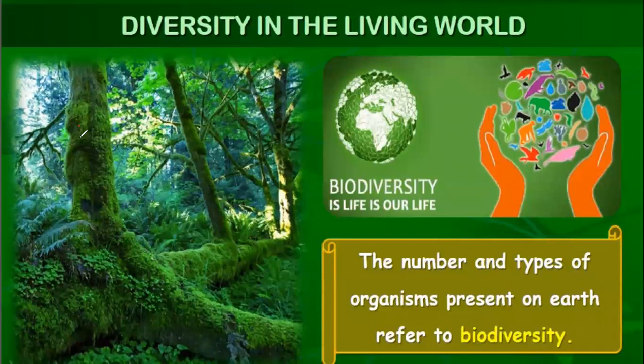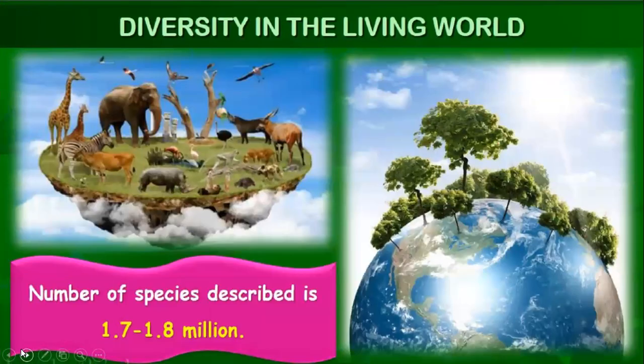It is said that there are more than 1.7 to 1.8 million species. Who said that? IUCN, International Union for Conservation of Natural Resources. Important abbreviation, IUCN. The number and types of organisms present on the earth refer to biodiversity. Moving on to the next. The number of species is described as 1.7 to 1.8 million as per the IUCN, International Union for Conservation of Natural Resources.